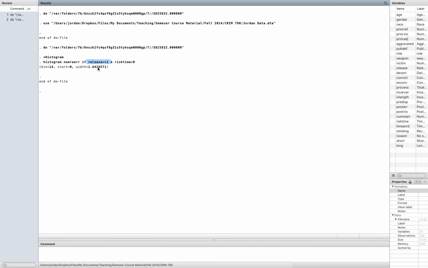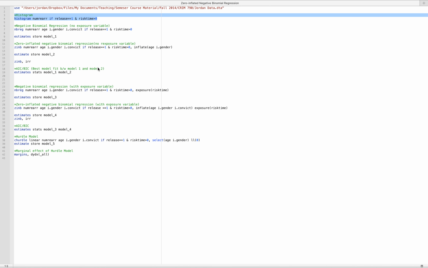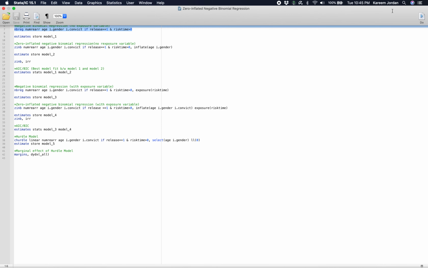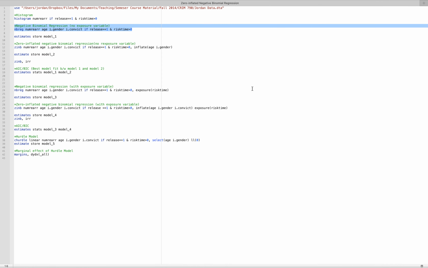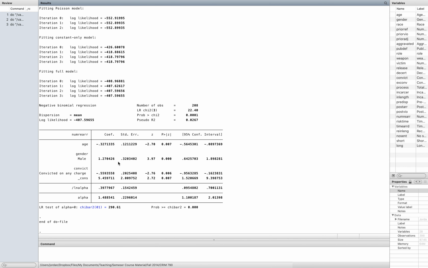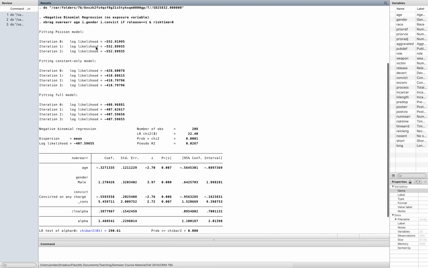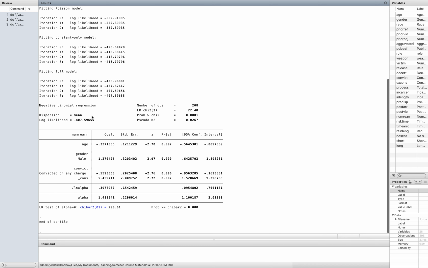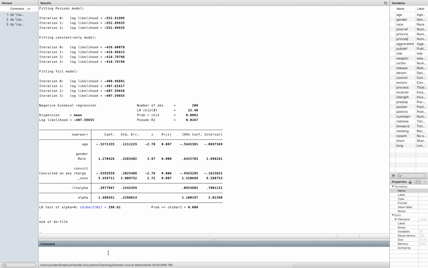So, straight to the point, let's do one of the negative binomial regressions that we did last week. I'm not going to focus too much on this because it's in the other video, but it's a negative binomial regression looking at the number of rearrests as your outcome. The predictors in the model are age, gender, and conviction, using that subset of if they were released and risk time is greater than zero. And here's the model.